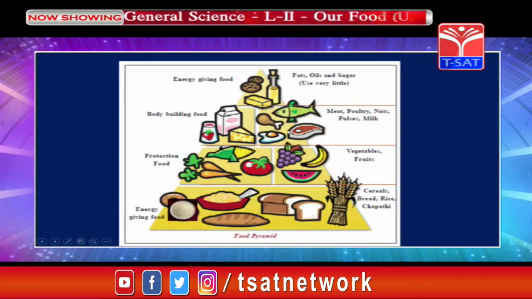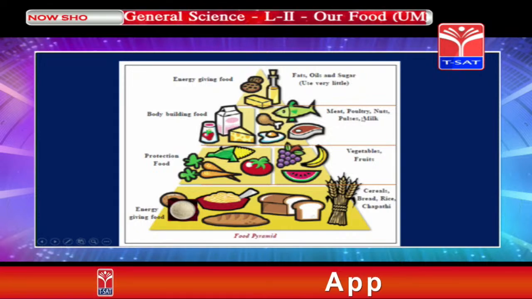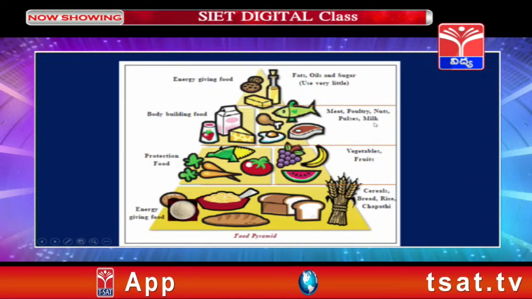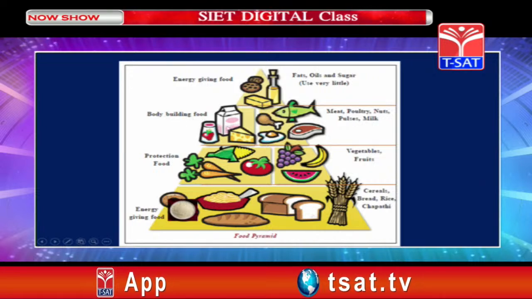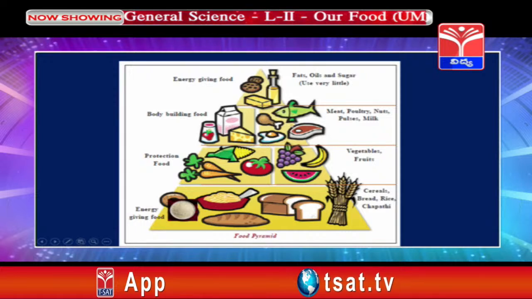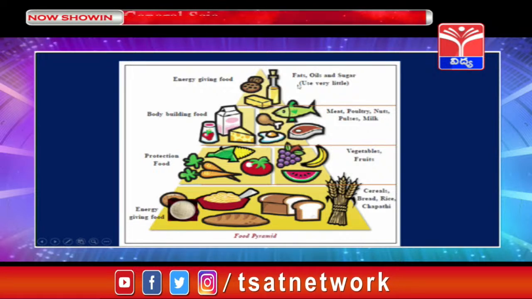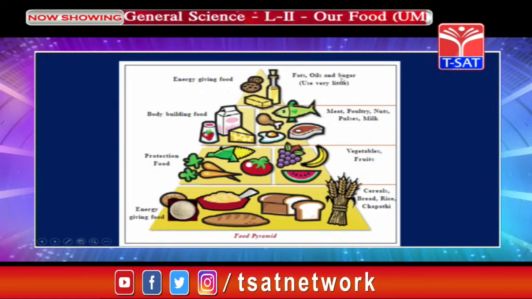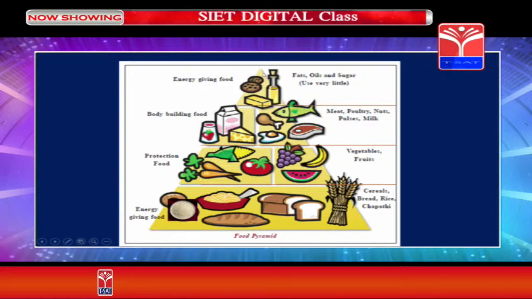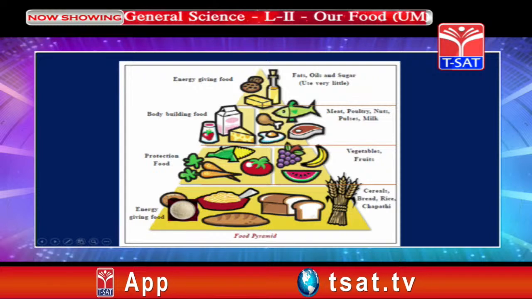And above it are present meat, nuts, pulses, milk. These are body building food that help us to grow. So this we have to take in sufficient quantity. Now on the top we find fats, oil and sugar substances. These we have to take very less. So this food pyramid guides us to take a balanced diet.